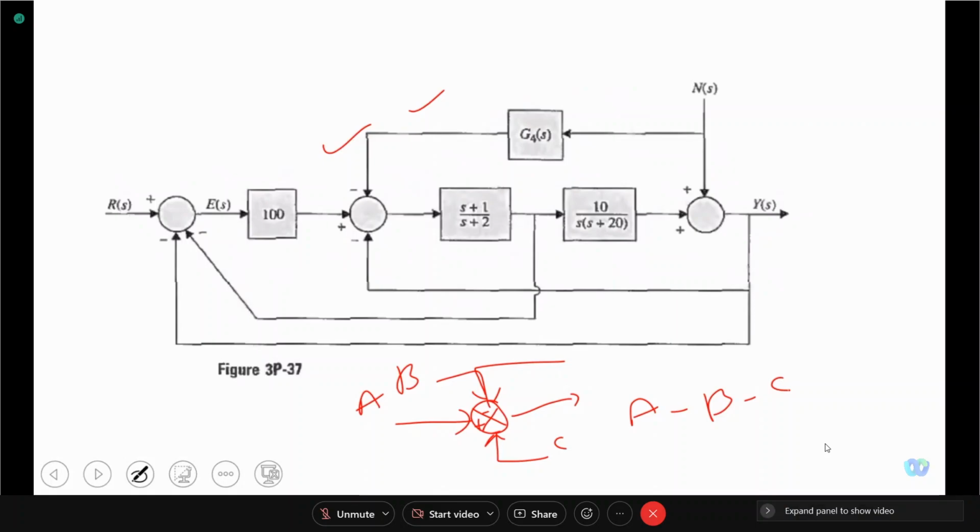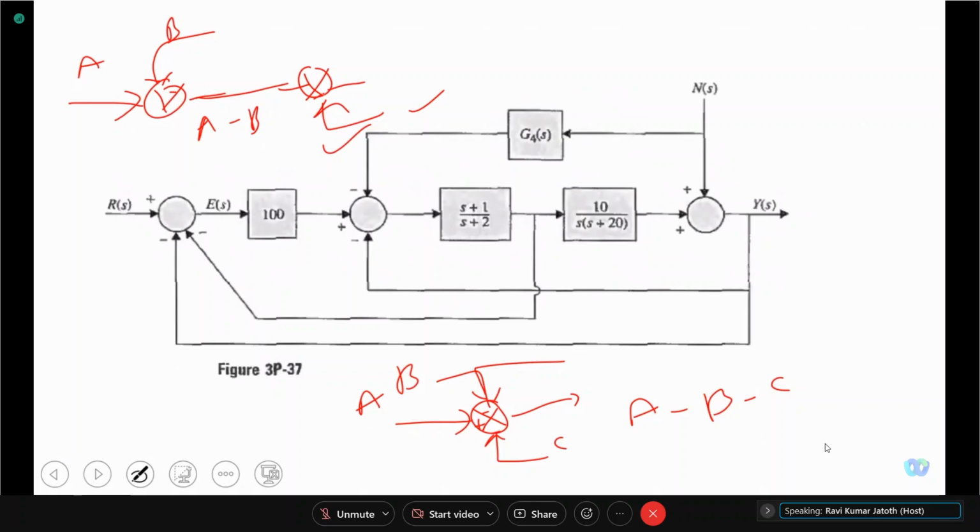Sometimes if I split this into two, one summing point I can write like this, where A is coming and B is here. B is minus. The signal which I am getting here is A minus B. Then I can write one more summing point here where C is also coming, which is minus. So here A minus B minus C. So we can split this summing point into two. Is it not?